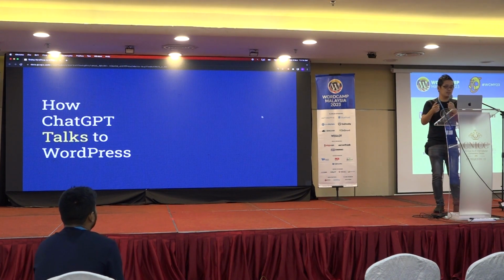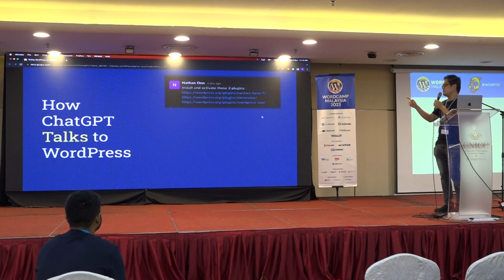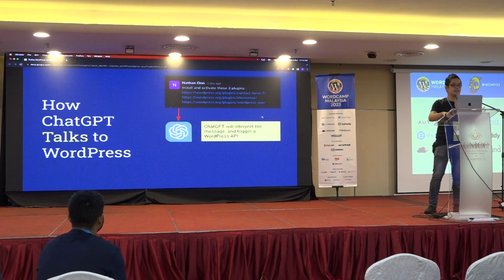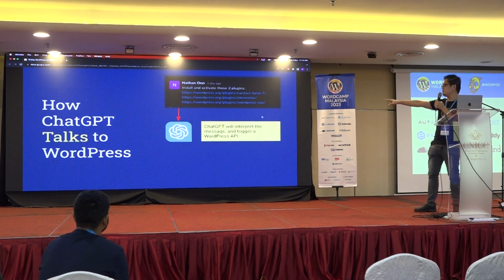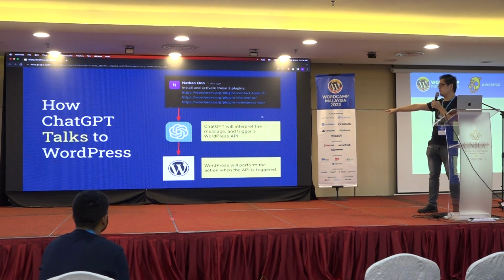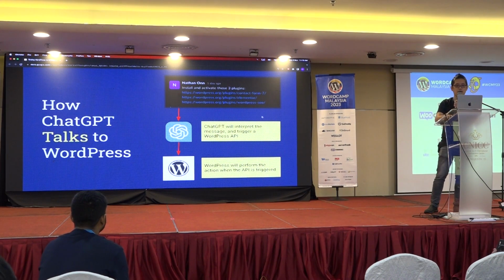How does ChatGPT talk to WordPress? Let me quickly recap what happened in the video. When you command ChatGPT through Slack, with this message I typed, then behind the scenes ChatGPT will interpret the message and trigger a WordPress API based on my message. From there, WordPress will perform whatever action is based on the API triggered. In that case, it's install plugins. Therefore, 3 plugins were installed and activated. That's what happened behind the scenes.